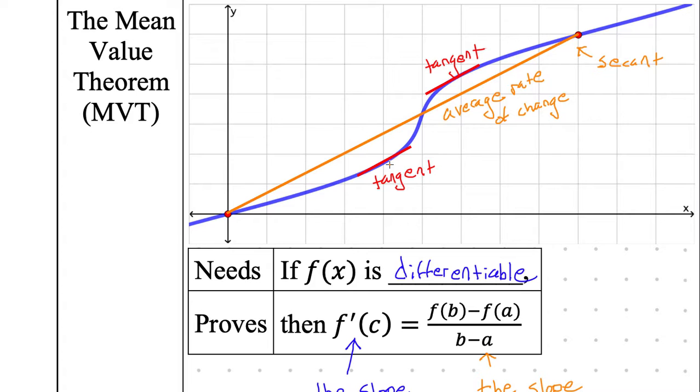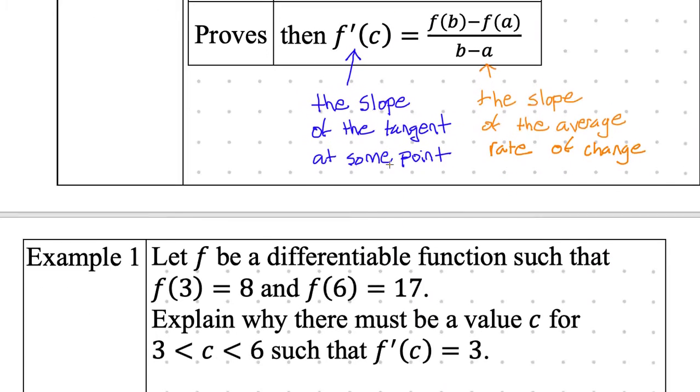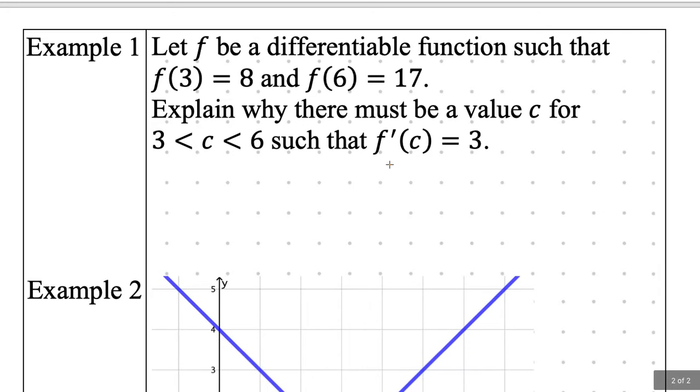So I have a 3.5, a 3, a 4, and a 4. Okay, those are good. Let's test that knowledge now with these two examples.